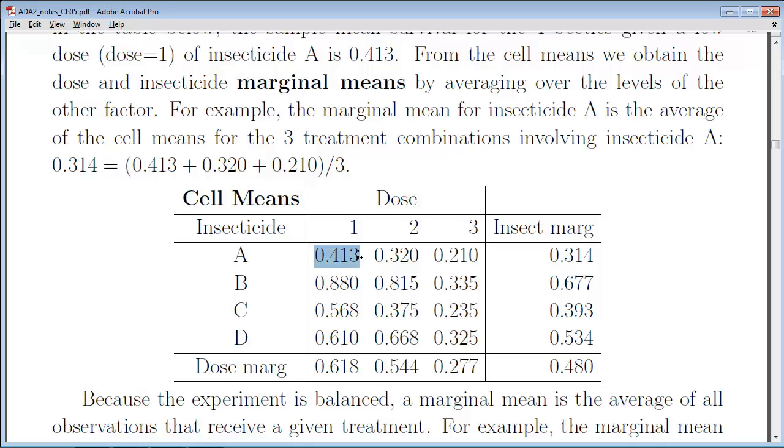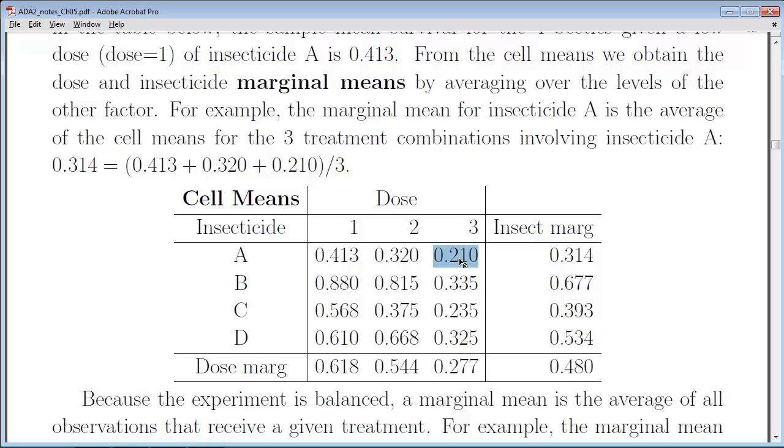So 0.413 is the average survival time of the 4 beetles that had insecticide A at the low dose. One thing you can see right away is that for insecticide A, low dose has the highest survival time, medium and high dose has the shortest survival time.